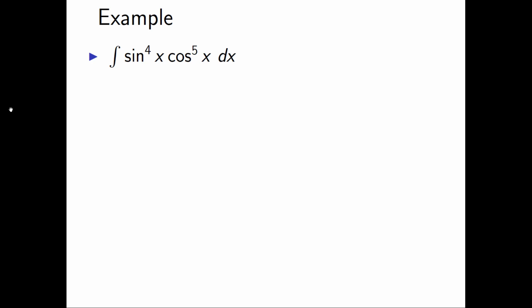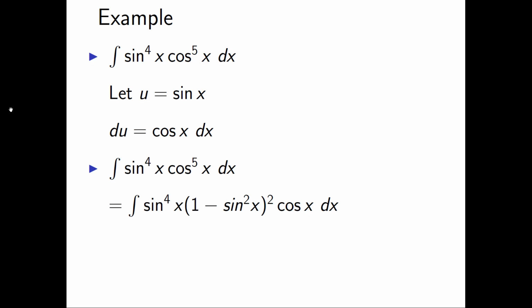We have sine to the power 4x, cosine to the power 5x, and hopefully we recall from what we just saw that because the power of the cosine is odd, we're going to have u equals sine x. Okay, so we'll let u equals sine x, and therefore, of course, du is cosine x dx. We'll do a bunch of algebra on this.